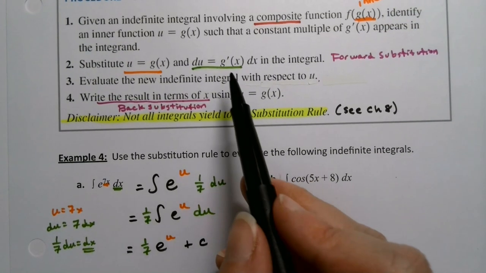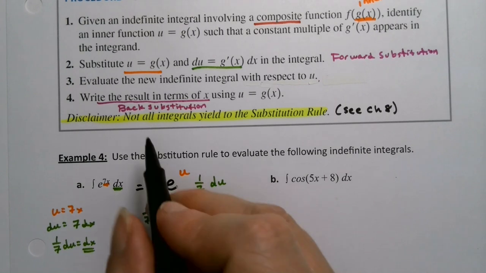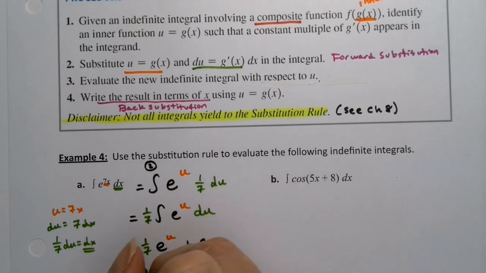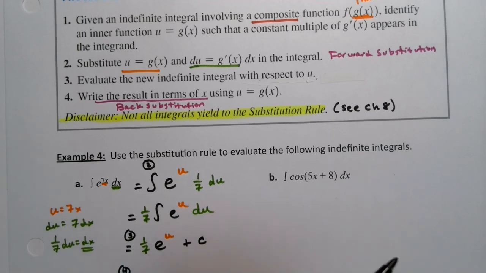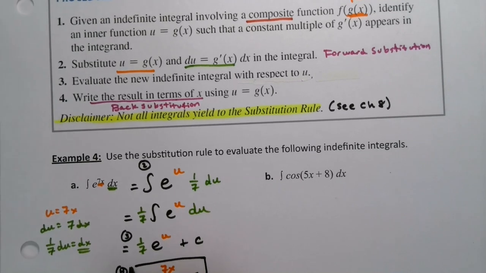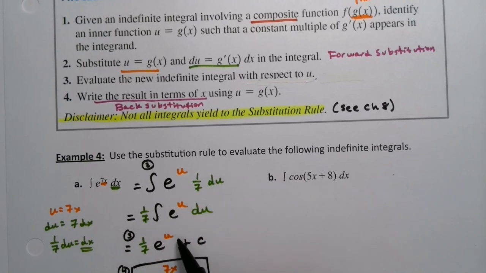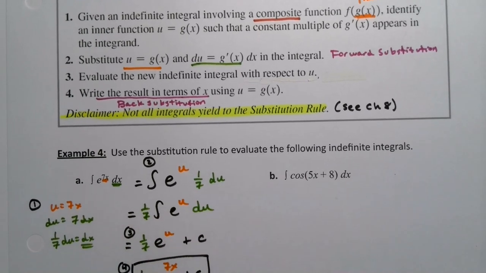So I substituted right here, right? There's my substitution. Here's my integration. That was just me rewriting. There's my integration. If I'm looking for step 4, I'm going to rewrite it back. It's 1/7 e to the 7x plus c. There was step 2, there was step 3, there was step 4, and here's step 1.